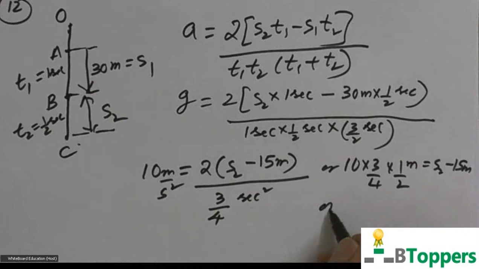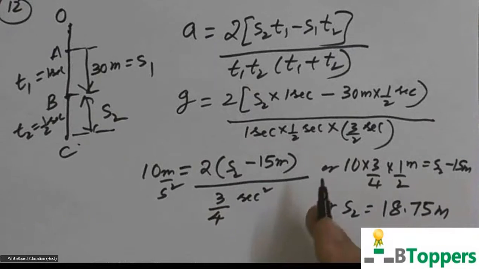Further, if you want to copy down the solution of the problem, you can take a pause and copy the solution of this problem. You'll get the answer as 18.75 meter. But this method can be applied only for an objective type of paper.